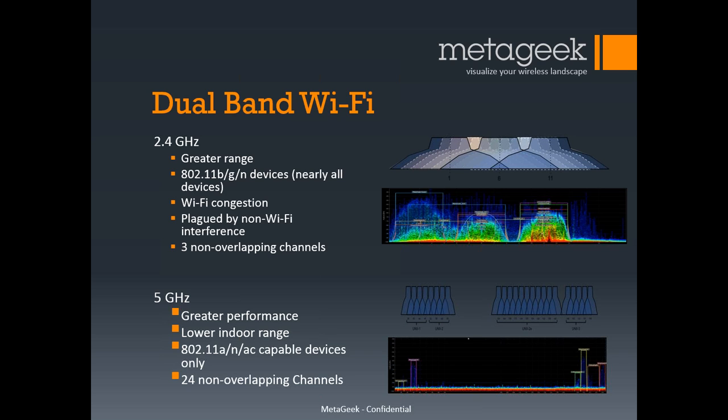In 5 gigahertz, you have 24 non-overlapping channels, which is another great thing about 5 gigahertz. You have a higher data rate since the frequency is faster. It's 5 billion hertz as opposed to 2.4 billion hertz. But you do have the lower indoor range, which can be good. Like I said, keep your cell size small. Both 2.4 and 5 gigahertz have their advantages, and we recommend both in almost every Wi-Fi deployment.